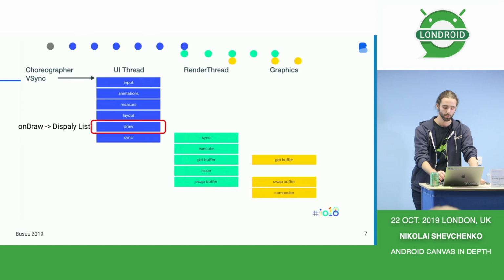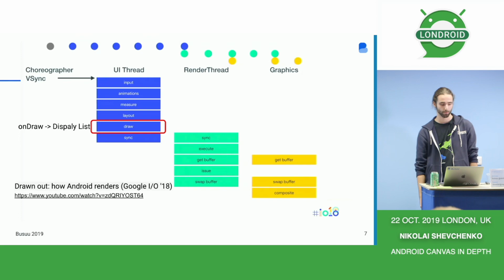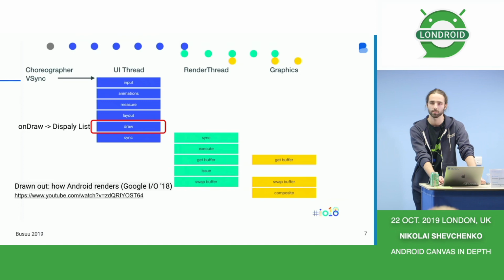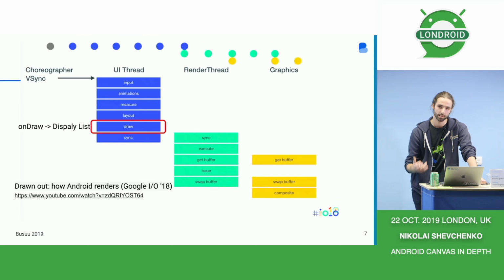This slide was a screenshot from an amazing talk from Chet Haase and Romain Guy from Google I/O 2018. My slides are already on SpeakerDeck if you want to get all the links. It's a pretty amazing talk. They go through every single step very thoroughly. They explain why it can grow, why it cannot.